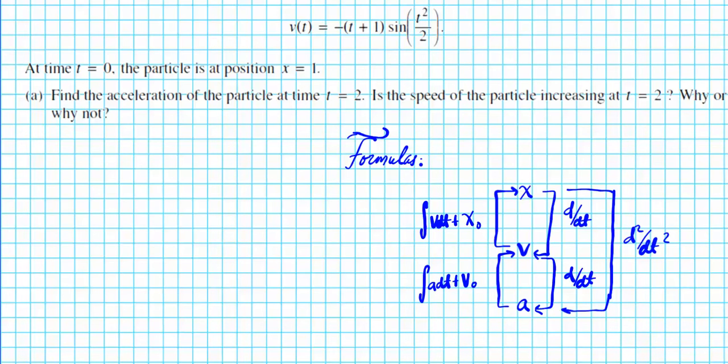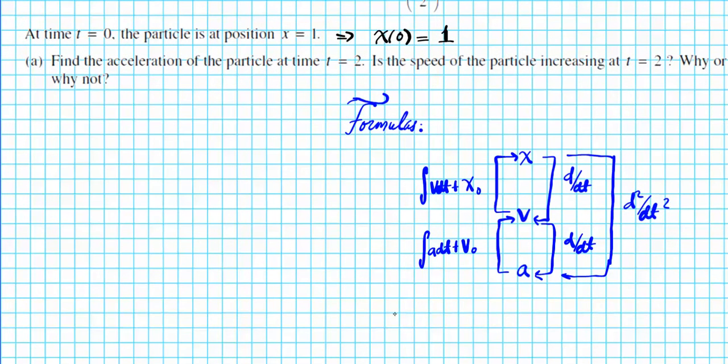In this problem, you notice it stated that at time t equals 0, the particle is at x equals 1. This can also be written as x of 0 is equal to 1. So if you're integrating the velocity function from 0 to some other point, the initial position is going to be 1, and that's what you input here. We're going to be using that later in this problem. So that's one formula you want to keep in mind, the relationship between position, velocity, and acceleration.